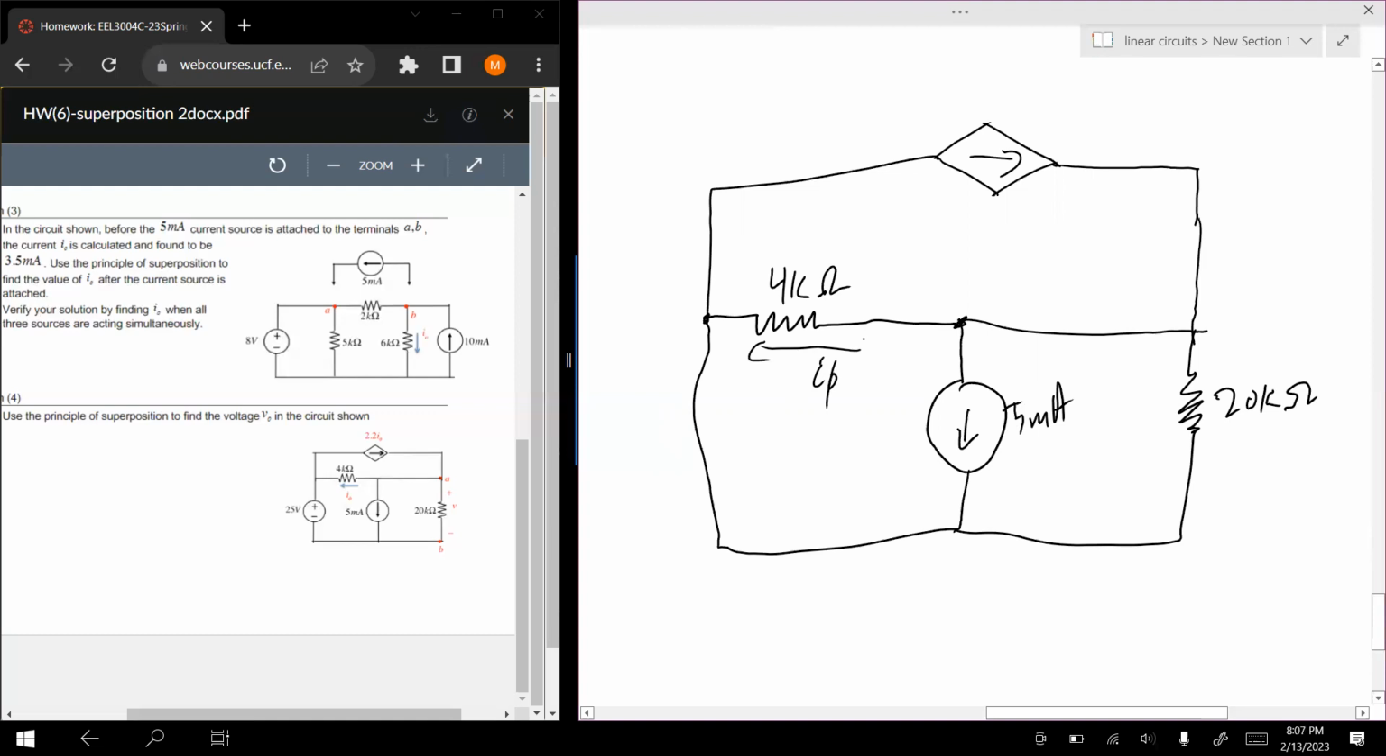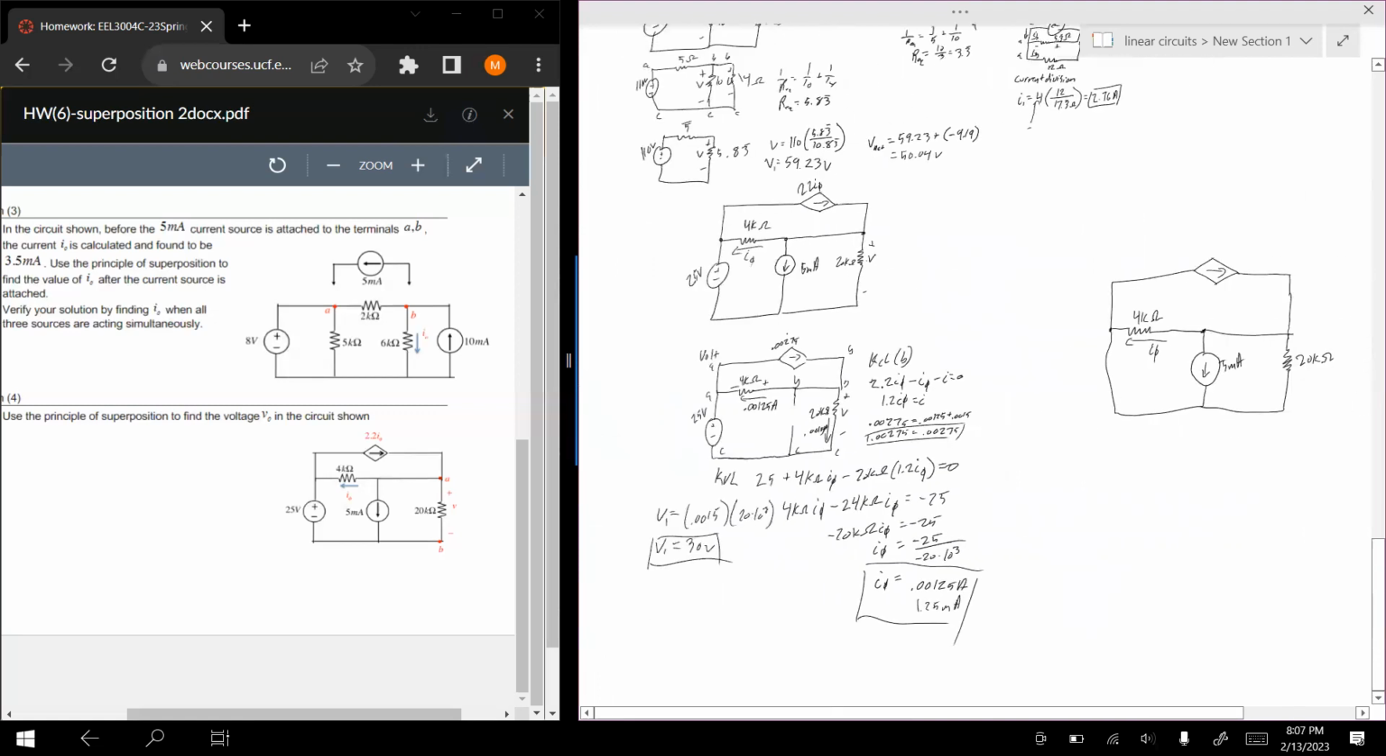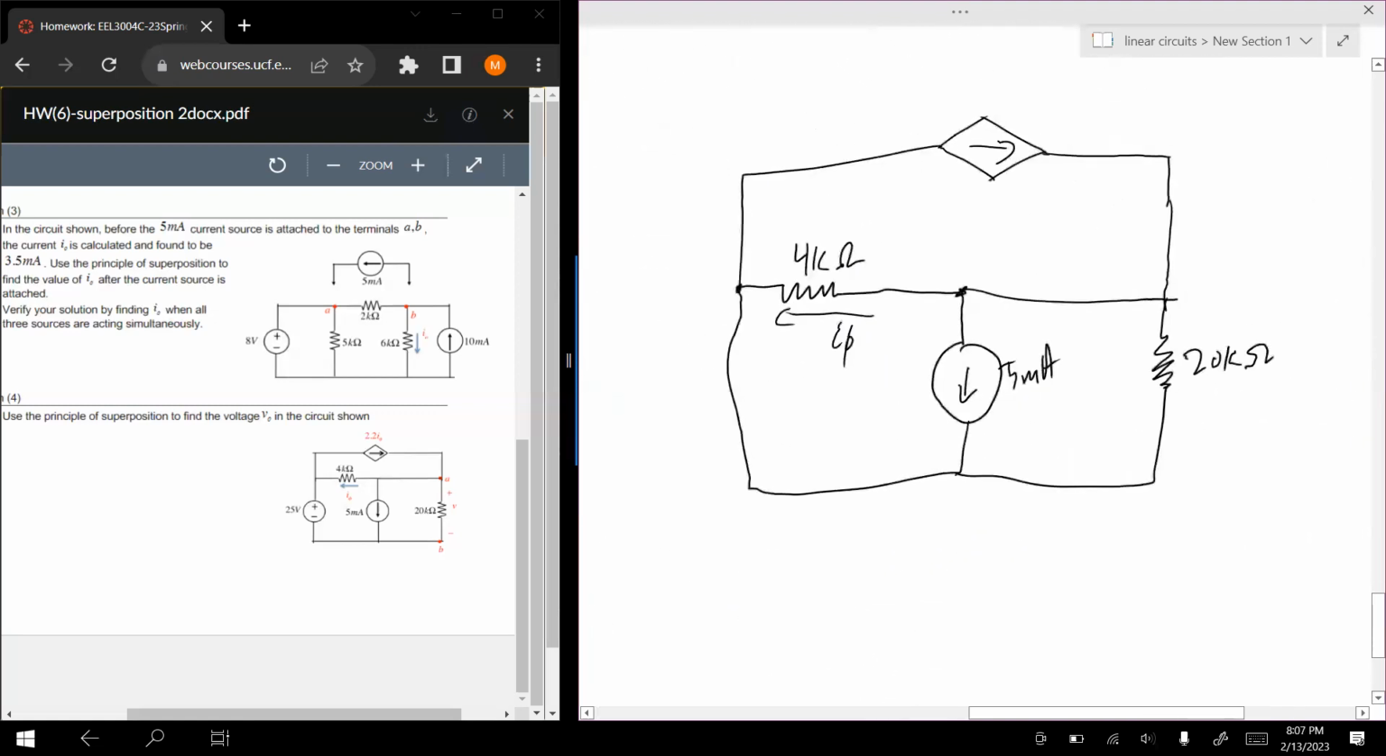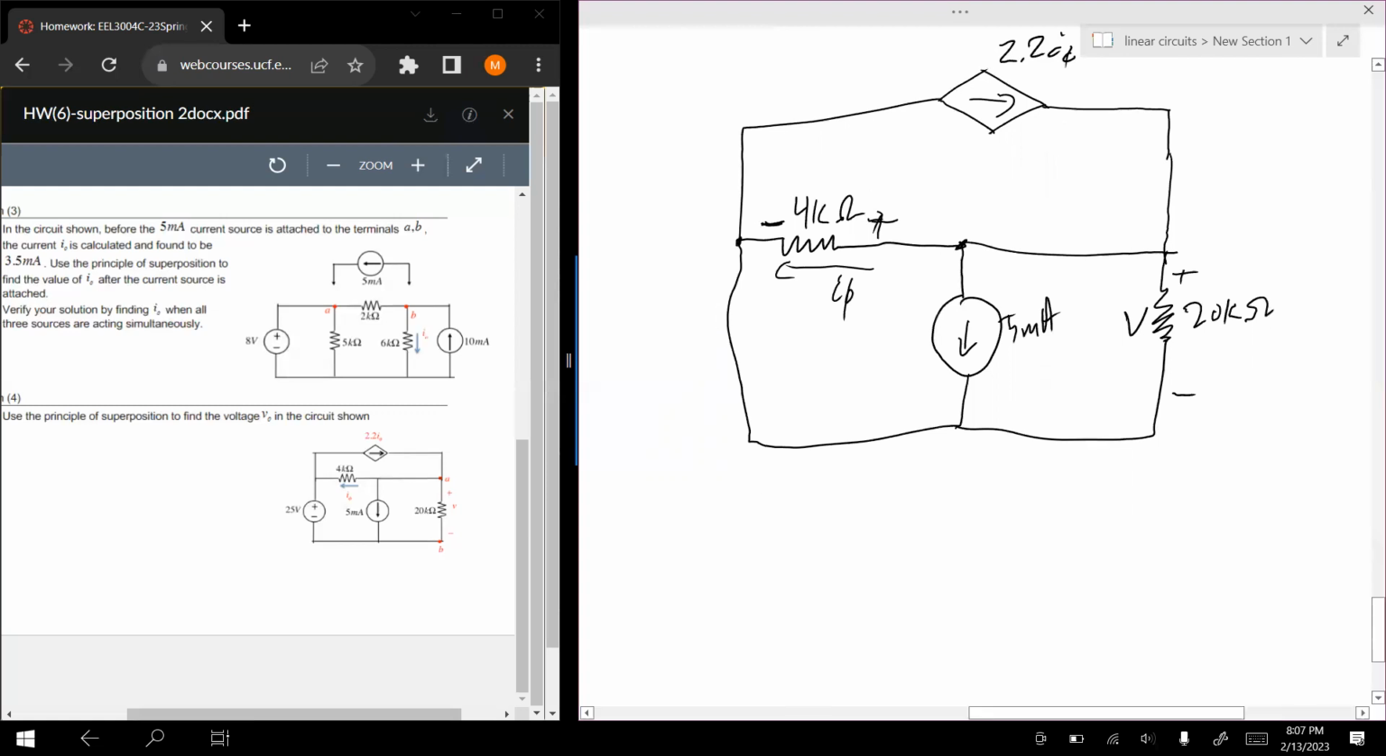So let's not forget our signs. How were my signs previously? Negative, positive, positive, negative, negative, positive, positive, negative. This is our V. Okay. 2.2 I phi. Perfect. Let's label our nodes. See what we got. A, A, A, A, A, B, B, B. That's it.